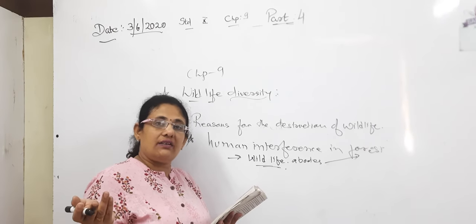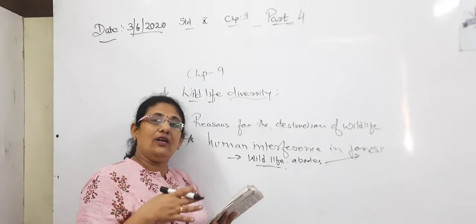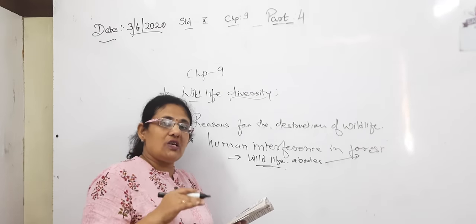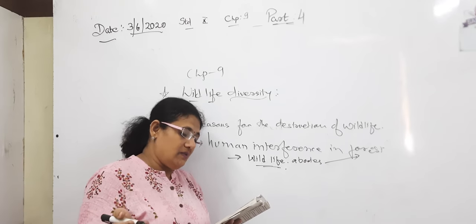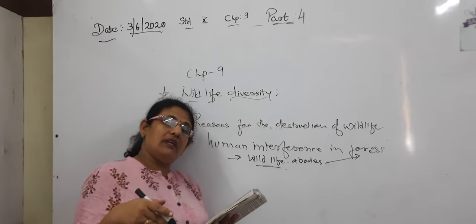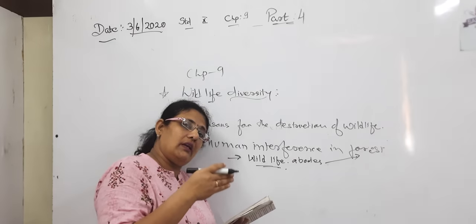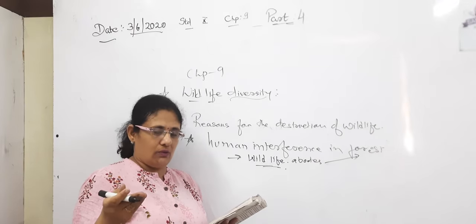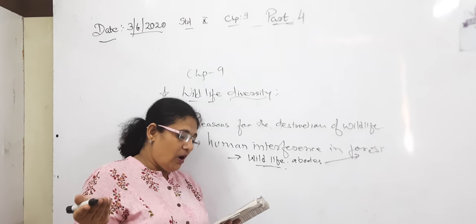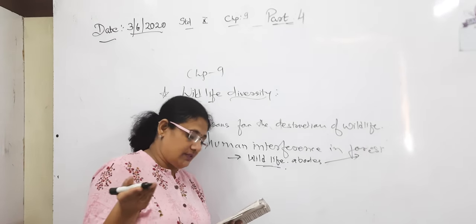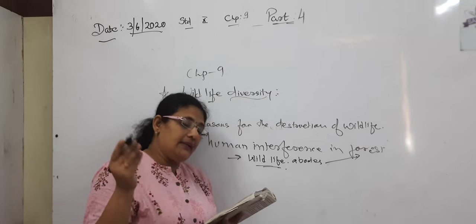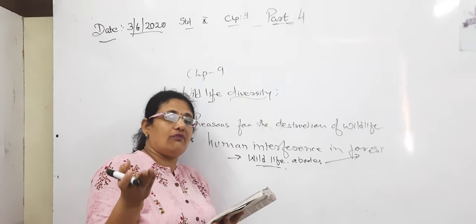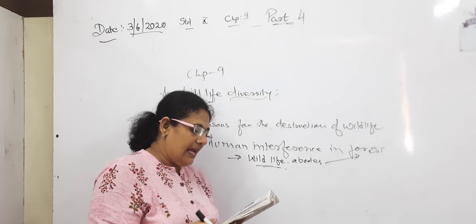So what are we creating? We are creating an ecological imbalance, right? So because of the ecological imbalance, what happens? Many microorganisms and herbivores died in the forest region only. So this is the destruction of forest, right? The number of wild animals is reduced. You have seen the reduction in the number of wildlife animals.